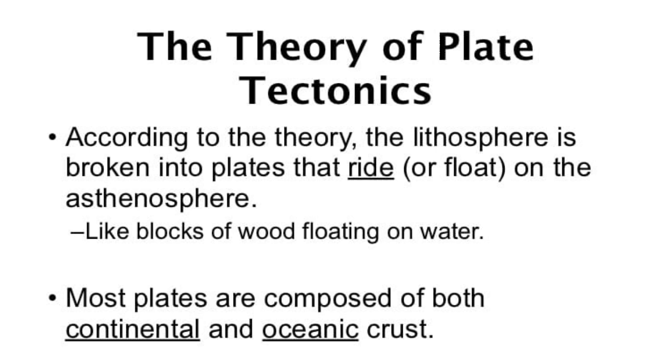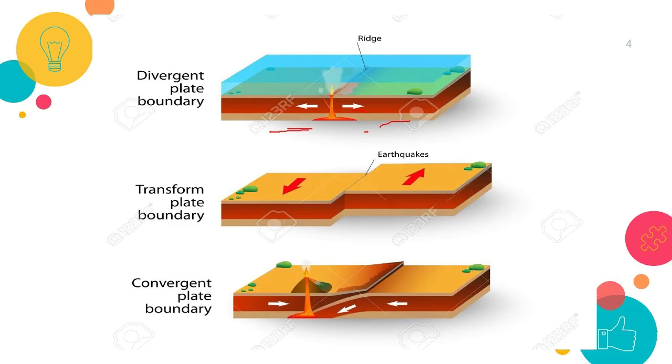According to the theory, the lithosphere is broken into plates. That means, like when we use plates daily, like fiber plates, they will break. The same thing: the earth's plates also break or float on the asthenosphere, like blocks of wood floating on water. When we throw wooden blocks in the water, they float. The same thing happens here. Most plates are composed of both continental and oceanic crust. You can see this picture.